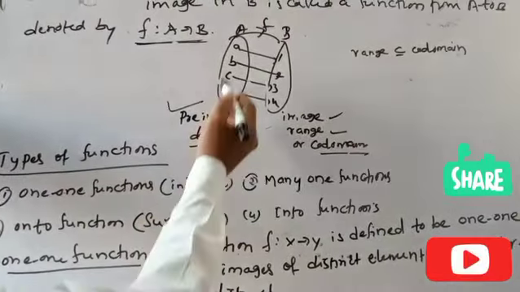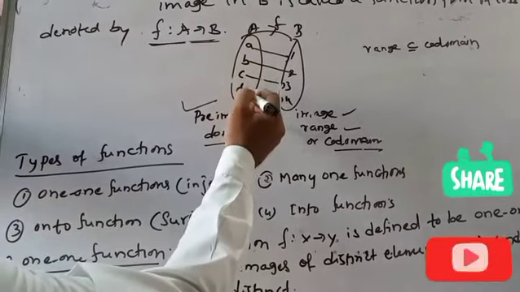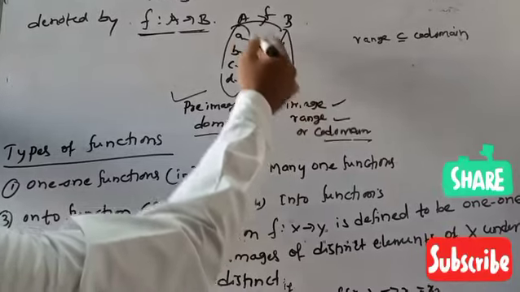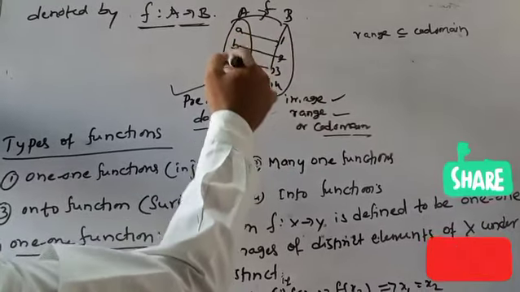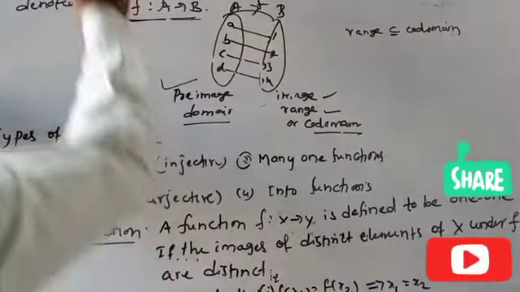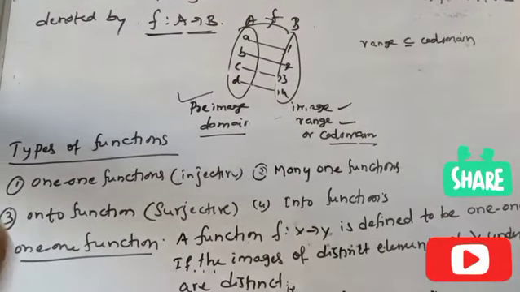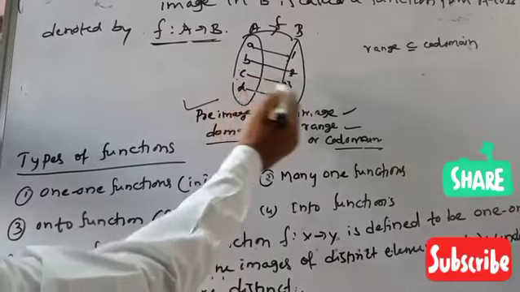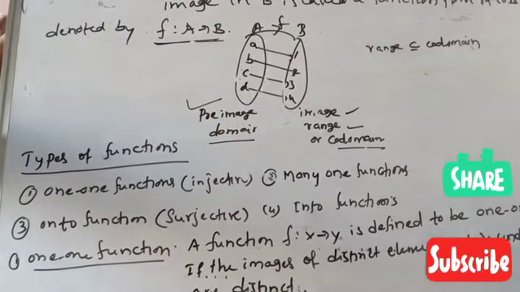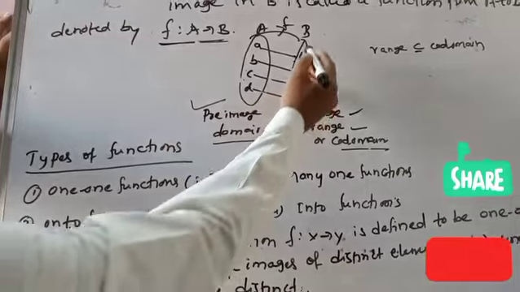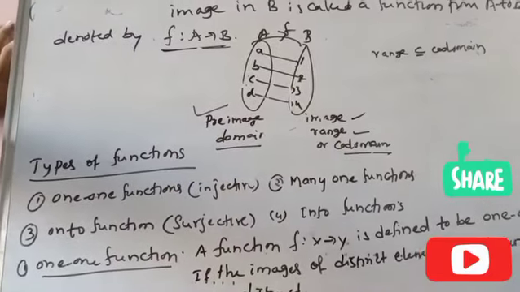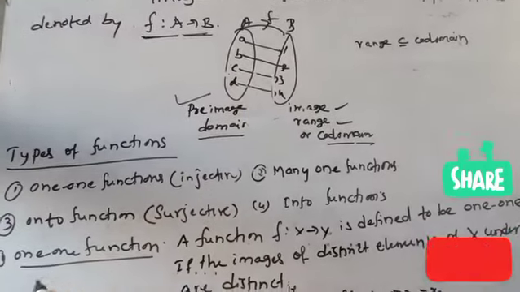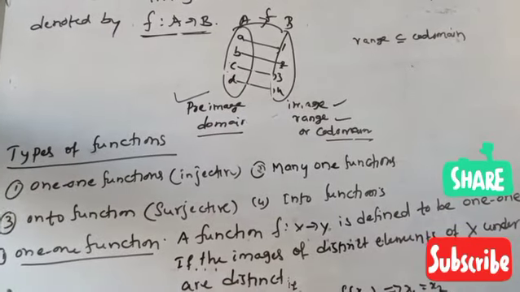So here every element of A has one and only one image in B. This is called the image, and this is called the pre-image. Every element of the pre-image having one and only one image is called a function. So this is an example of a function. f of a is equal to 1, f of b is equal to 2, f of c is equal to 3, f of d is equal to 4. Every element of A has one and only one image in B, so it is called a function. Otherwise, if there is more than one image, we cannot say it is a function.